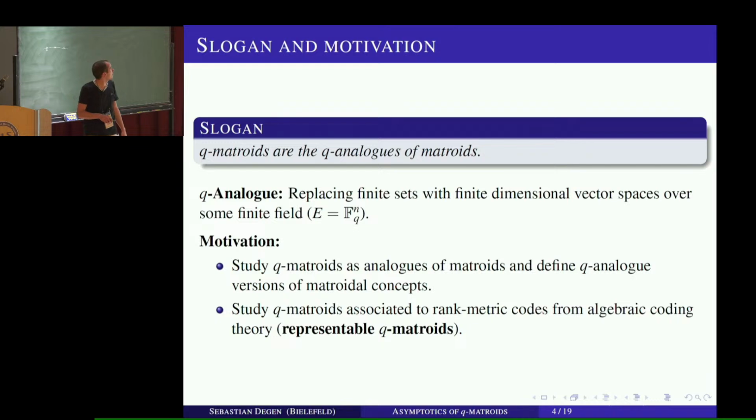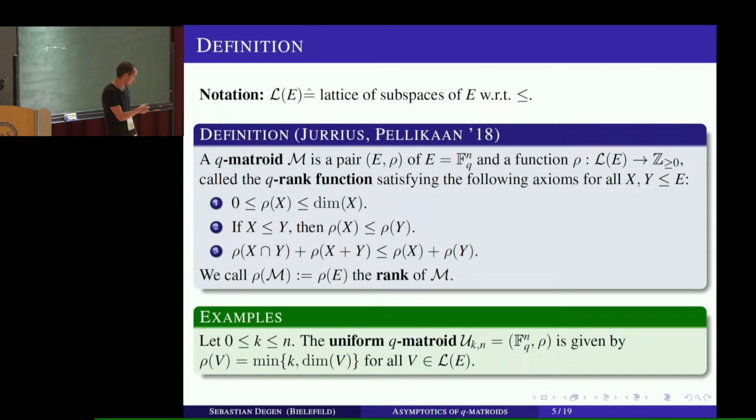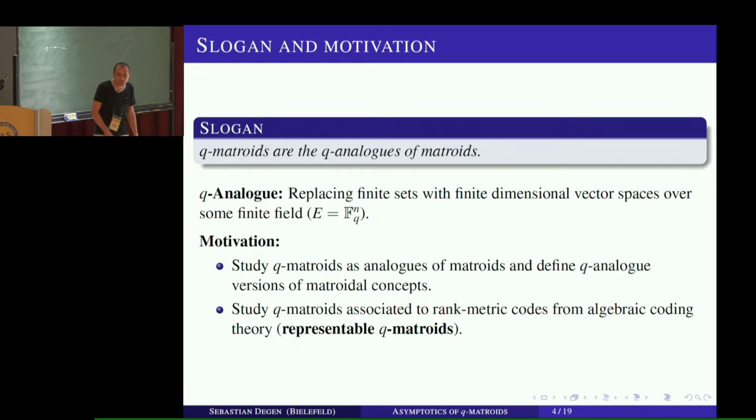And let me recall what is the motivation for q-matroids, or why we care about q-matroids. And there's a very nice slogan, which is kind of the first informal description of q-matroids, saying that you can view q-matroids as q-analogs of matroids. So what do I mean with q-analog? By q-analog, I mean the process of generalizing from finite sets to finite dimensional vector spaces, and most of the time over finite fields. So for simplicity, we just consider F_q^n throughout this talk.